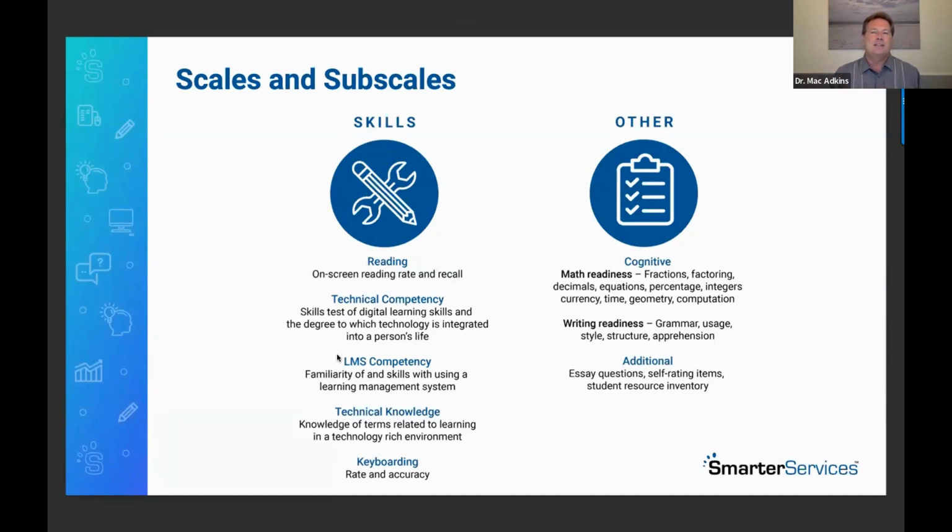Also, SmarterMeasure has available some cognitive scales as well. We have a math readiness indicator and a writing readiness indicator. Both of these are not as diagnostic or prescriptive as, say, an Accuplacer. They are not placement tests, but what they are is a brief 30-item instrument. They both pull from a pool of 90 items. So it really gives you that 30,000-foot view to help identify persons who may need a placement exam or some additional services. So that's what SmarterMeasure measures.